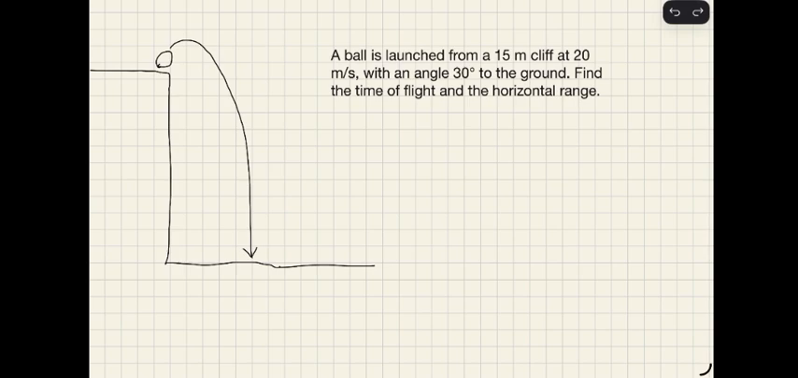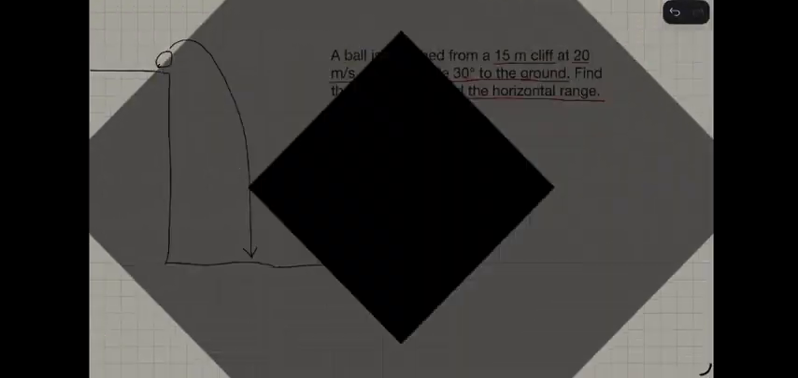Let's first highlight the important things from here. We have a 15-meter cliff, an initial velocity of 20 meters per second, and an angle 30 degrees to the ground. And we want to find the time of flight and the horizontal range.